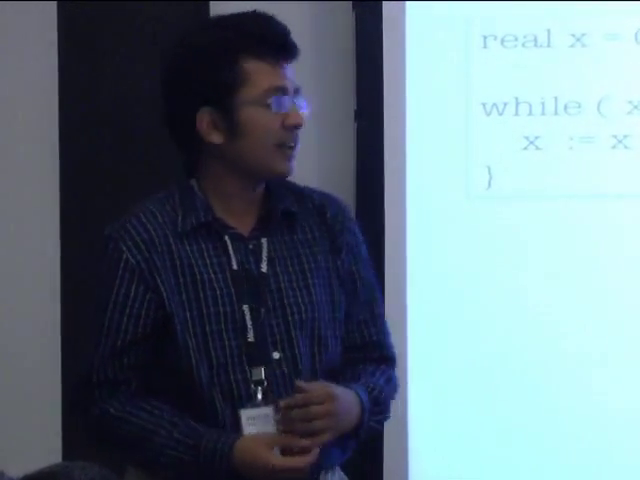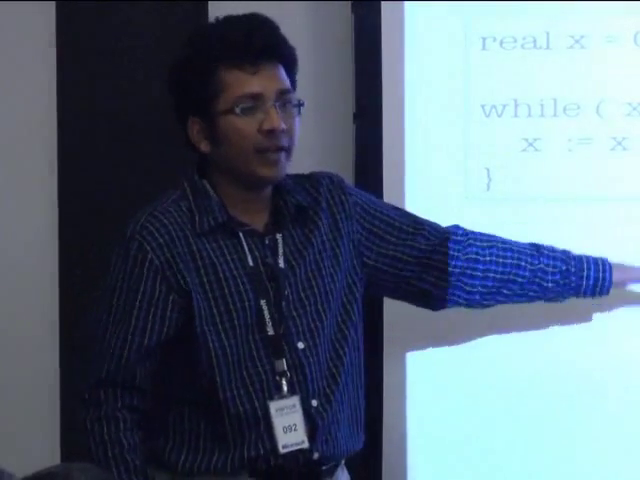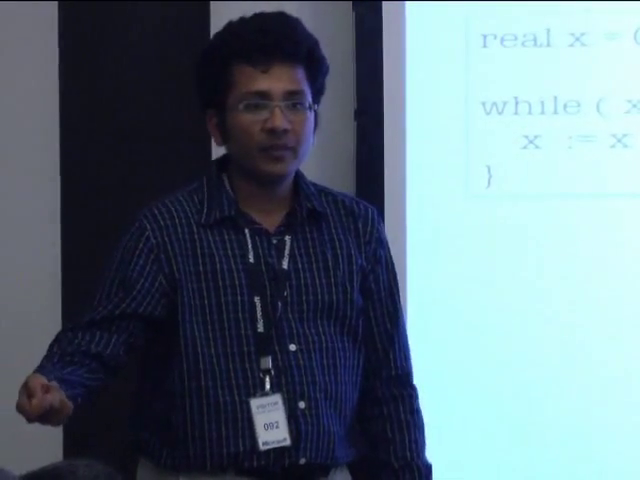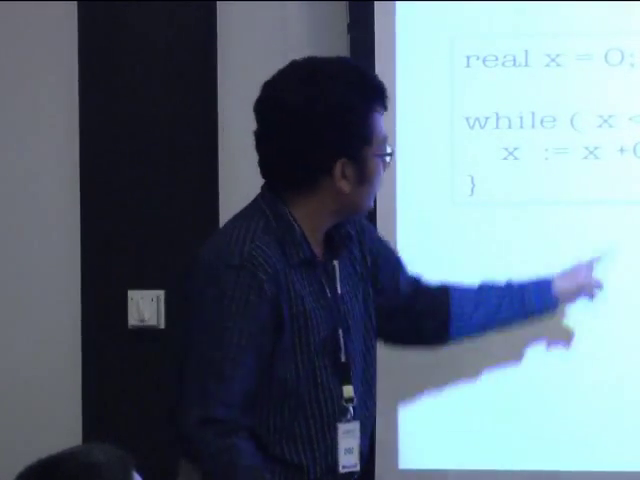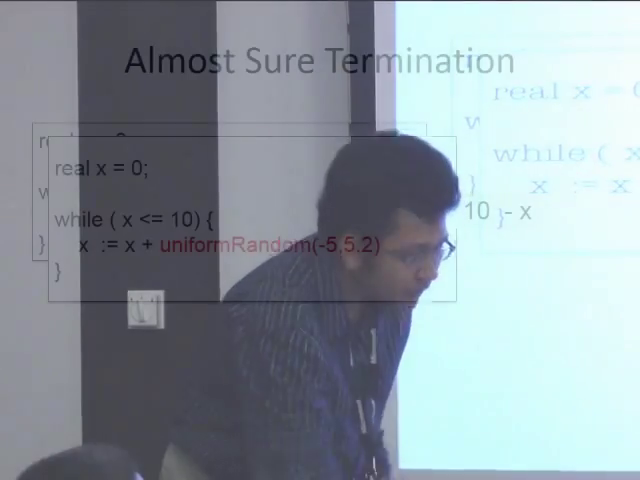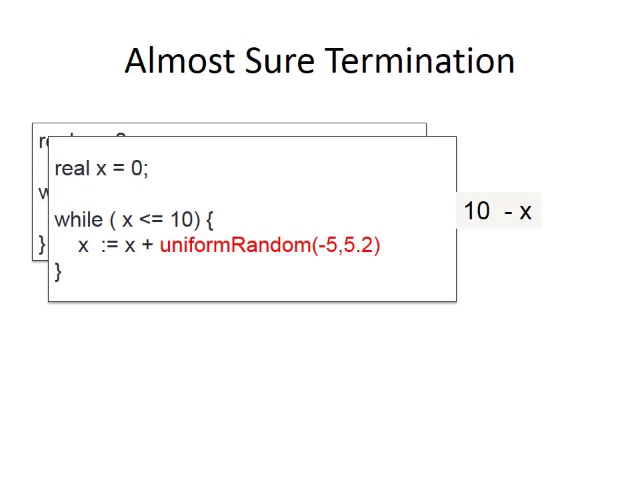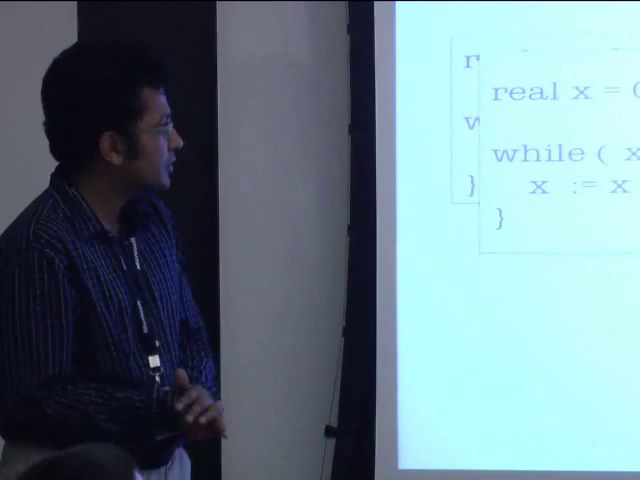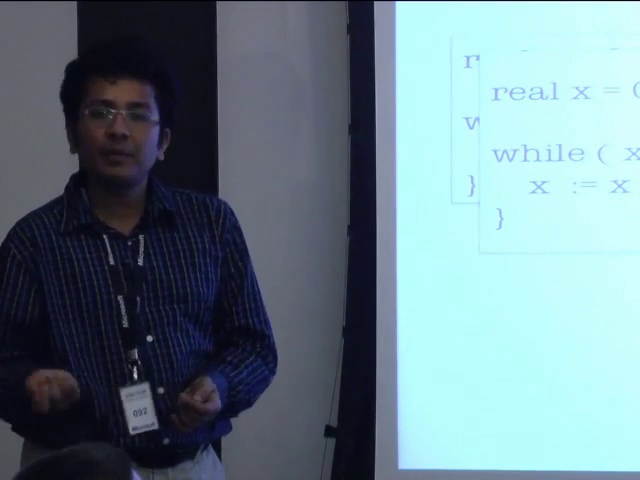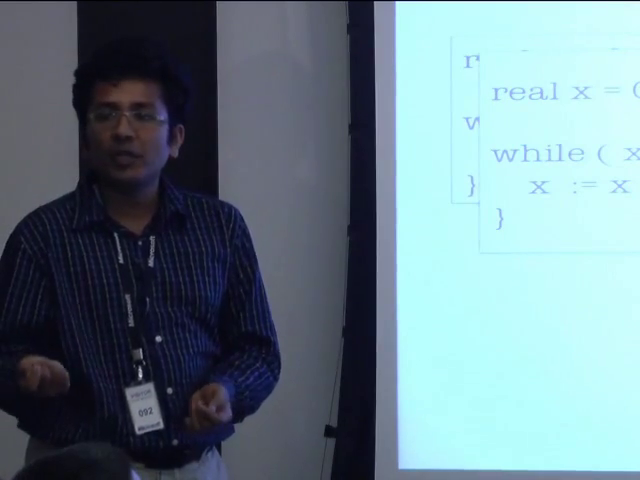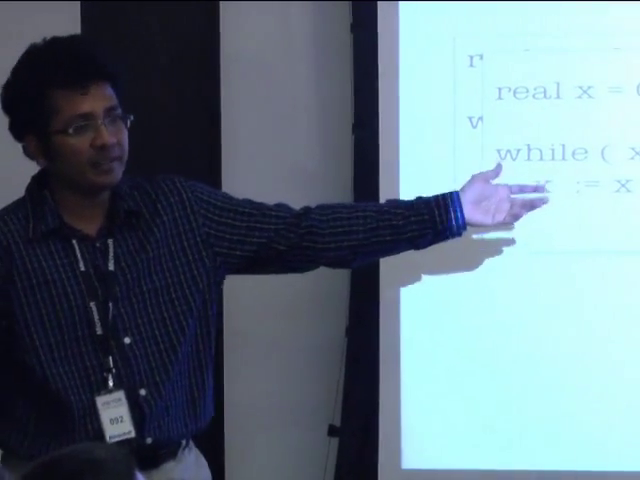What's great about this ranking function? Well, it's lower bounded. Whenever it hits 0, the loop terminates, right? And at every step, it takes a decrease, right? But suppose you replace the 0.1 by a uniform random number between minus 5 and 5.2, then what? Then you can start to say, okay, maybe the program doesn't terminate, or maybe it does. How do you reason about termination? What's the status of 10 minus x now?